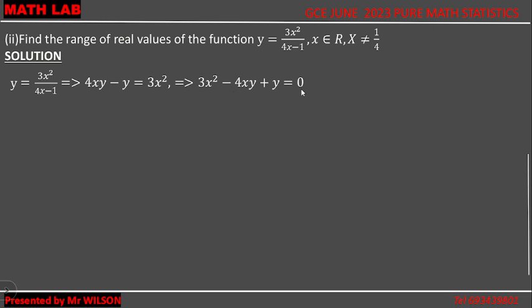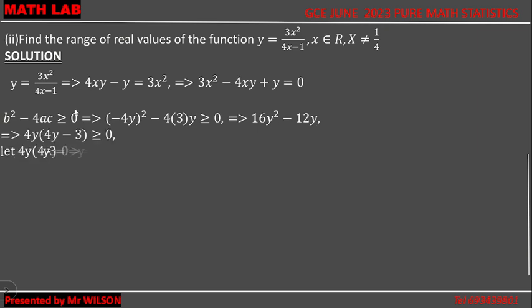So this resembles a quadratic in terms of x and y. Now with that, we can use b squared minus 4ac, because we need to make this quadratic to be only in terms of y. So using b squared minus 4ac greater than or equal to 0, this will imply that what? Negative 4y squared, the value of b, minus 4 times a times c, c is y, is less than or equal to 0.